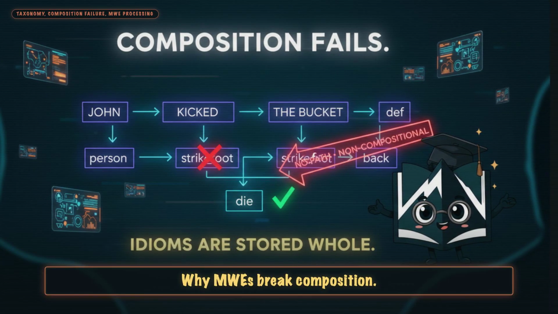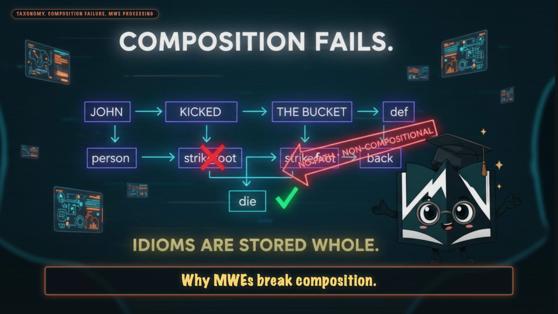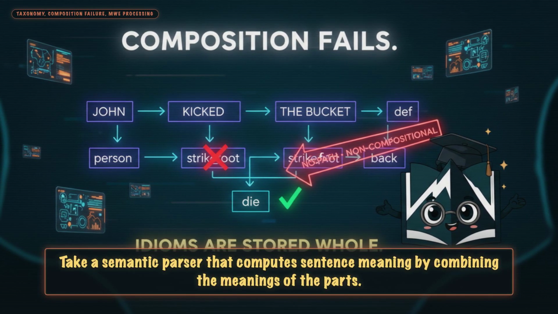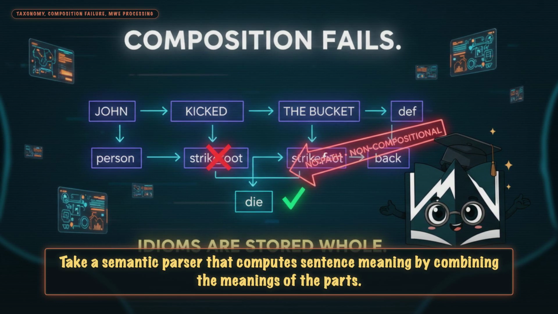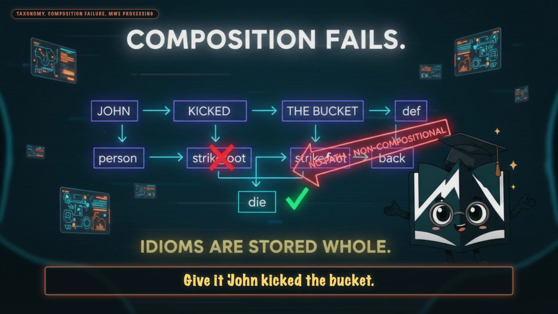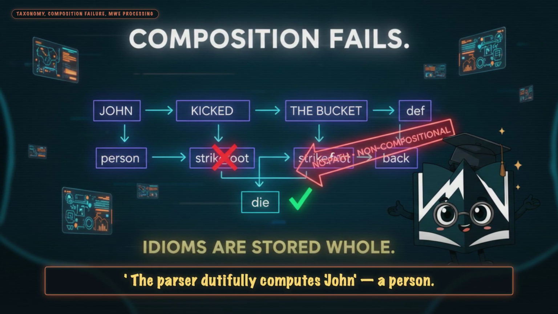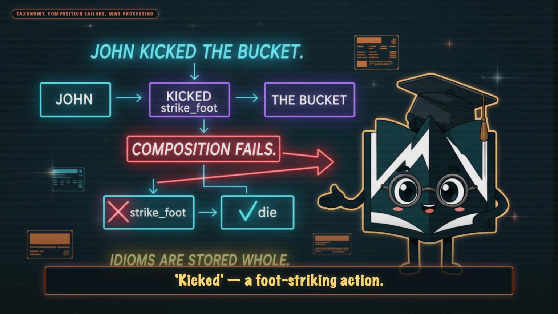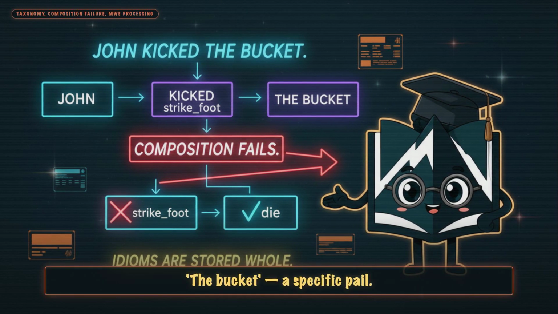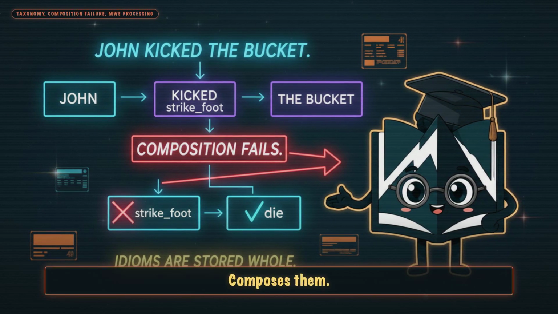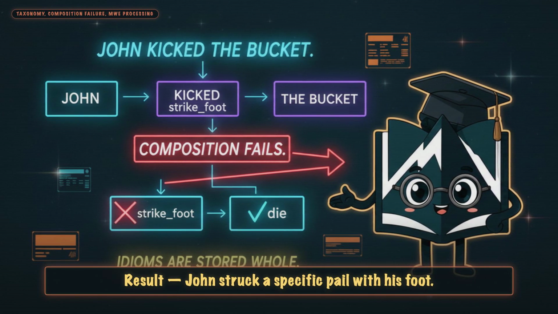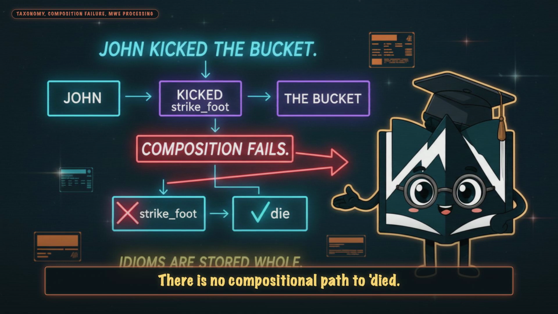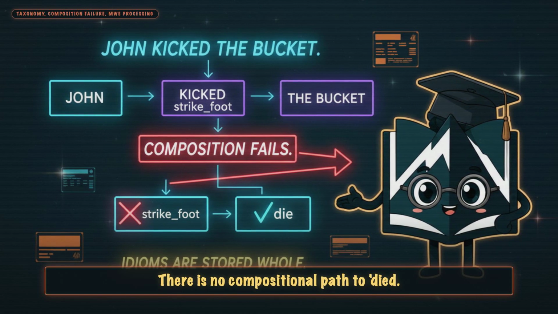Beat 2. Why MWEs break composition. Take a semantic parser that computes sentence meaning by combining the meanings of the parts. Give it John kicked the bucket. The parser dutifully computes John, a person, kicked, a foot striking action, the bucket, a specific pail, and composes them. Result: John struck a specific pail with his foot. Completely wrong. There is no compositional path to died.